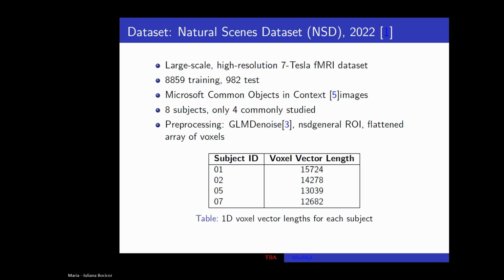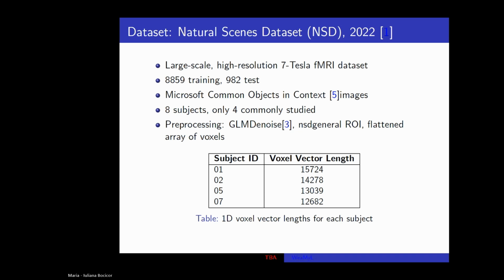Next slide, please. So now I'm going to talk briefly about the data set that's largely used in this field. It's the Natural Scenes Dataset, which appeared in 2022. Contrasting to previous datasets, this one uses a larger variation of images. There are images taken from the Microsoft Common Objects in Context database. And most papers use the same training and test split with the numbers that I specified there.